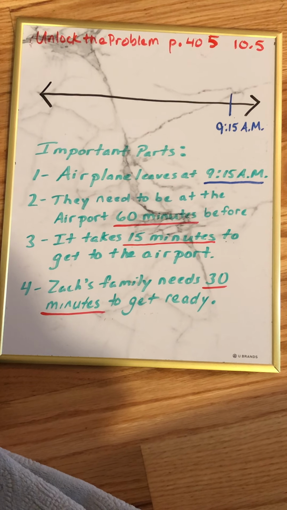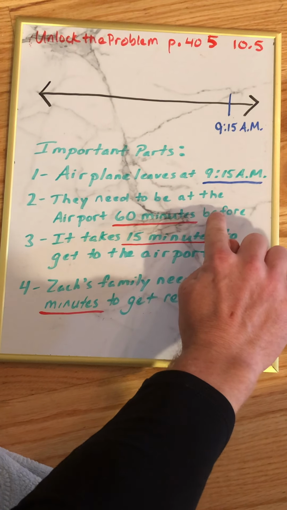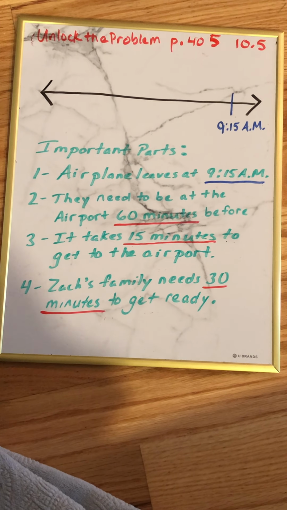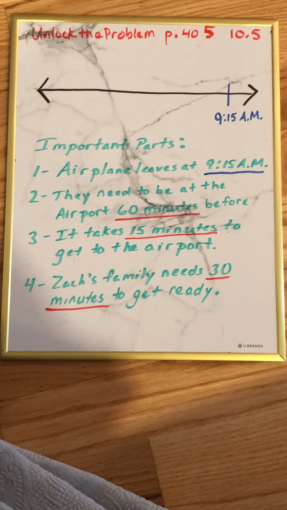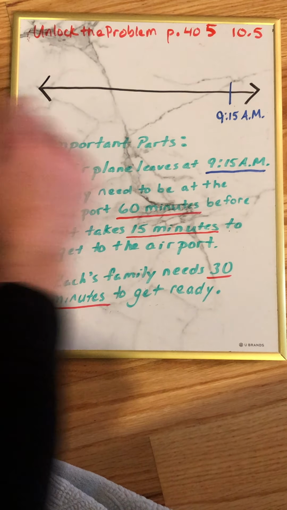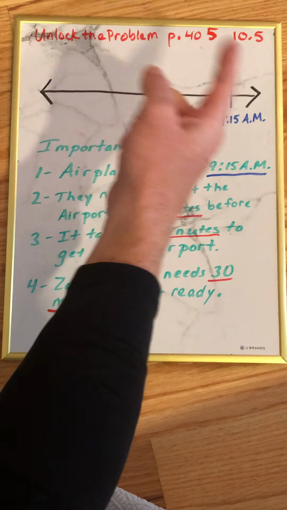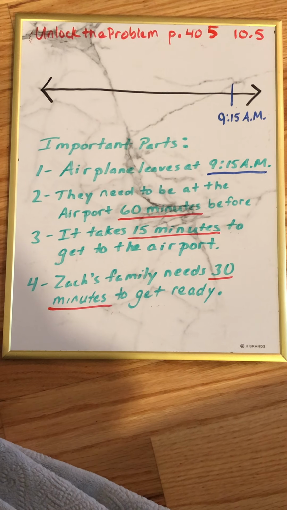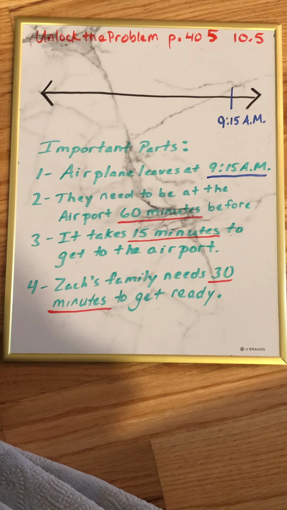Let's take a look at number 2. They need to be at the airport 60 minutes before. So let's go one step at a time here. You guys know that there are 60 minutes in 1 hour, and we are at 9:15 where the airplane leaves. So let's jump back 1 hour because we know that they need to be at the airport 60 minutes before the airplane leaves.